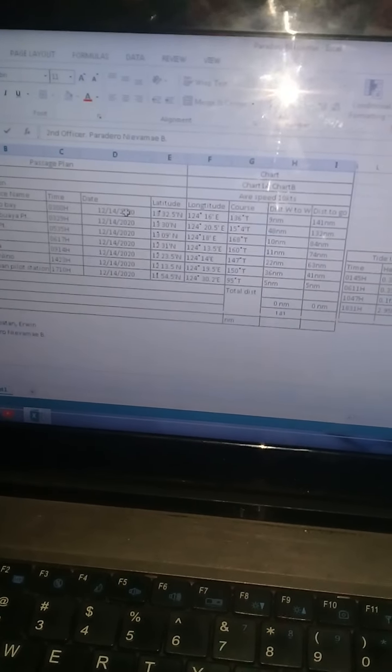So the time is 300 hours, with the date of December 14, 2020, with the latitude of 13 degrees 32.5 minutes north and longitude 124 degrees 16 minutes east, with the course of 136 degrees true. Distance waypoint to waypoint is 9 nautical miles.